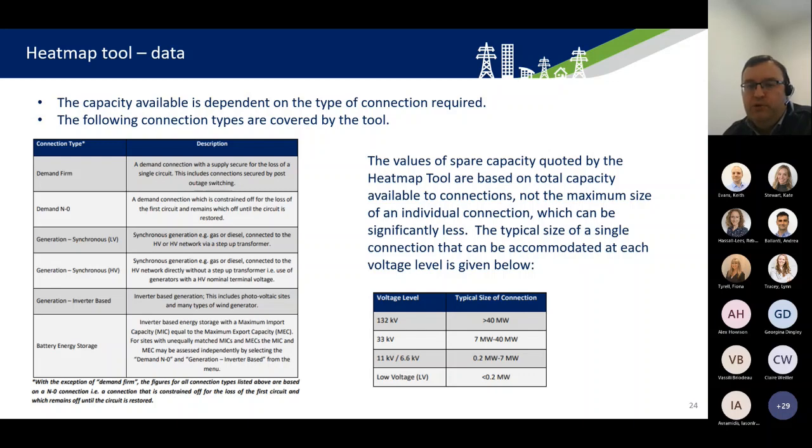The capacity available, of course, is dependent on the type of connection required, and again, the tool covers a wide range of demand, generation, and storage types, and some typical sizes of connections onto our network are there on the slide. We cover some scenarios around generation as to whether it be synchronous types or asynchronous, battery storage, and demand under N-1 or N-0, so firm or non-firm type connections.